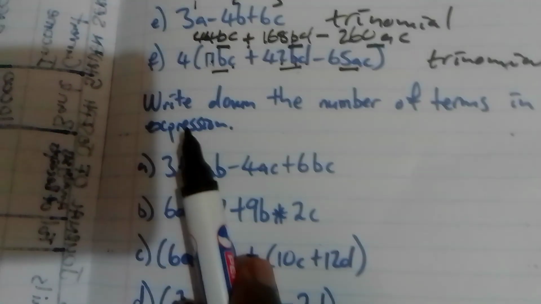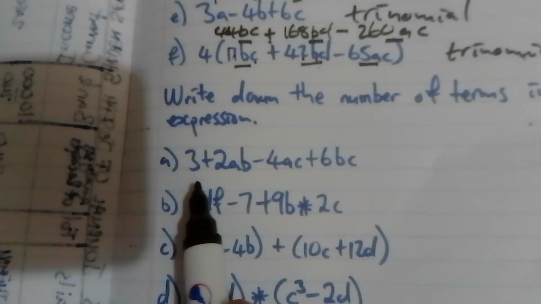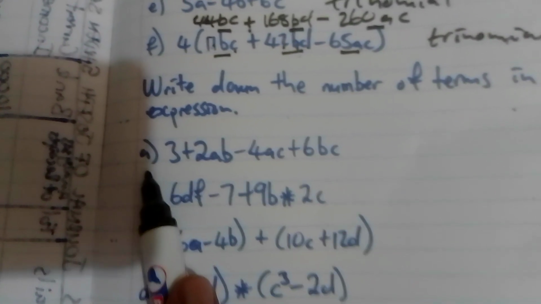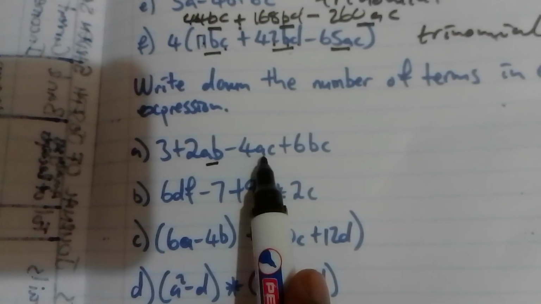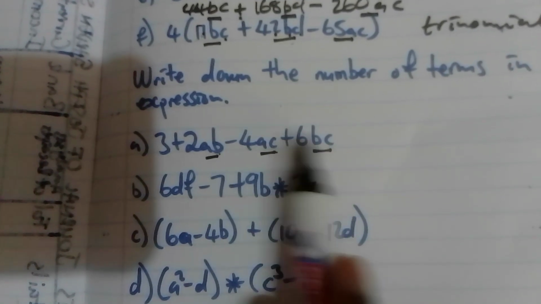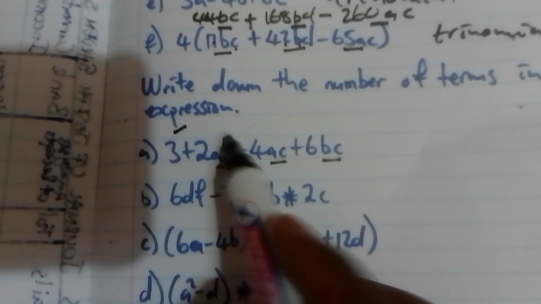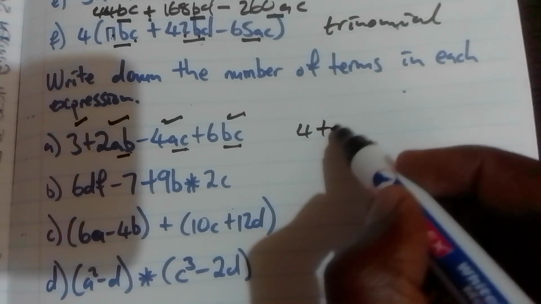Now we go to the next question, where they say write down the number of terms in each expression. How many terms are here? So one of the key things that you have to look through if you come to question A, you check these variables. Are there any like terms first? I have A, B, A, C, and B, C. So there are no like terms. So I come here now, I can count 1, 2, 3, 4. So here we've got 4 terms.